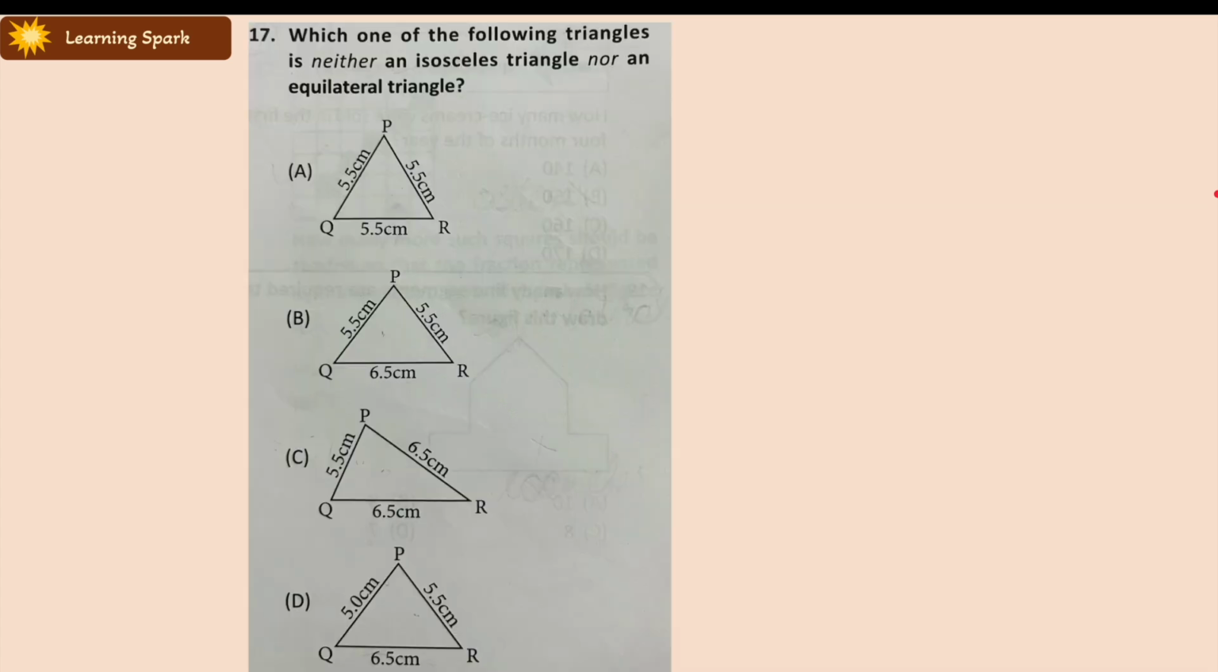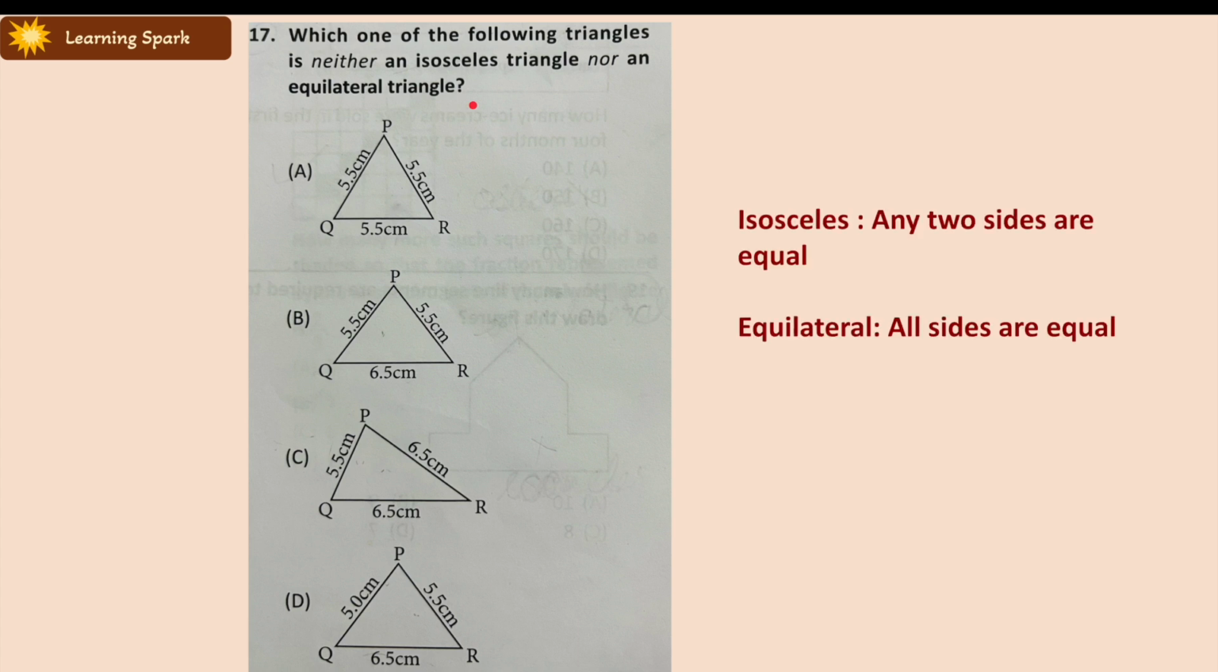Question number 17 is on your screen. Okay, let's go to the answer now. So it says, which one of the following triangles is neither an isosceles triangle nor an equilateral triangle, right? So first we need to know what is an isosceles triangle and what is an equilateral triangle. So an isosceles triangle is a triangle where any two sides are equal. An equilateral triangle is where all sides are equal.